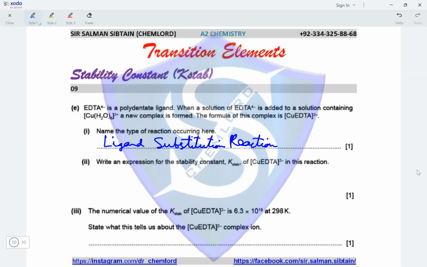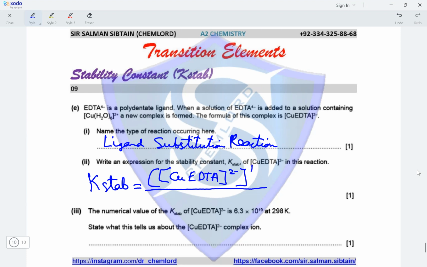Write an expression for the stability constant of CuEDTA2 minus in this reaction. So the expression of K stab would be equal to the concentration of CuEDTA, charge of 2 negative, raised to the power of 1, divided by the concentration of Cu(H2O)6 2 positive raised to the power of 1 multiplied by the concentration of EDTA4 negative raised to the power of 1.